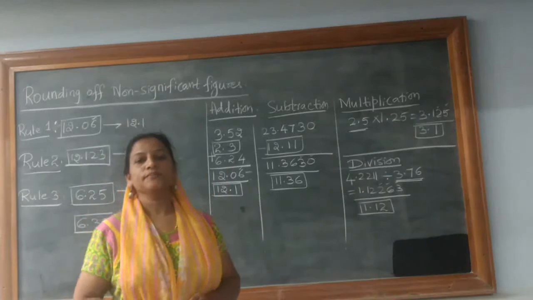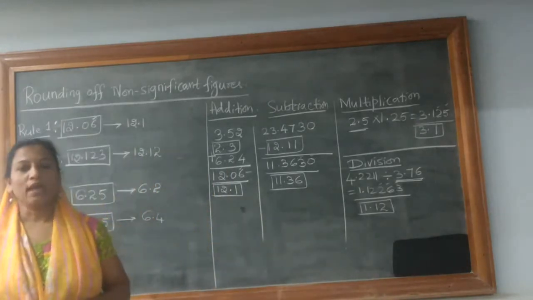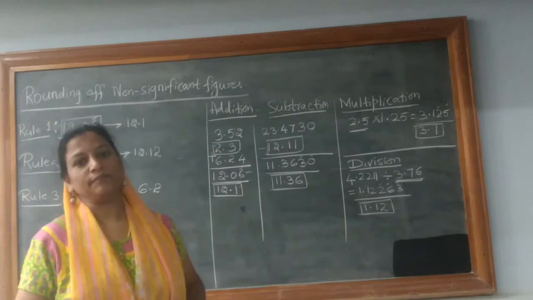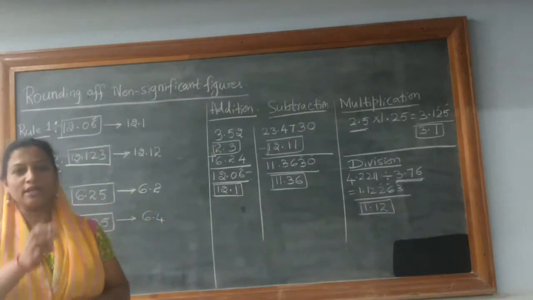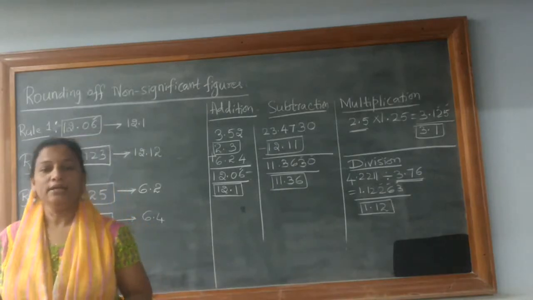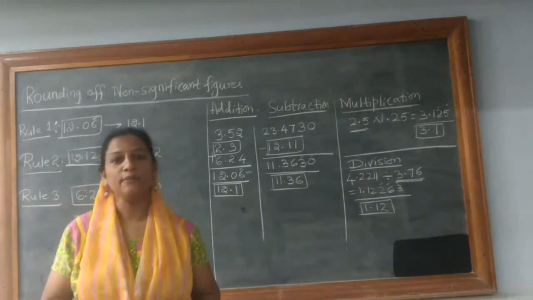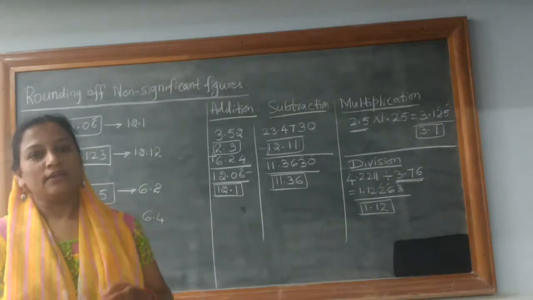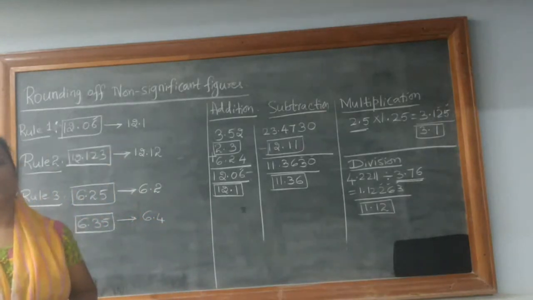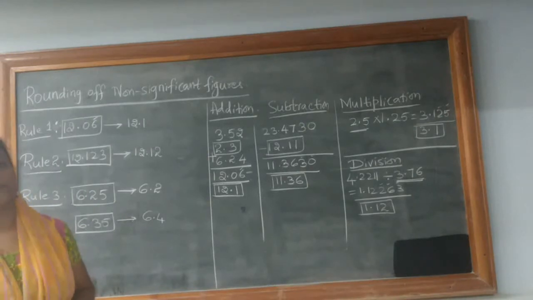Hello students, last class we discussed scientific notation and the four operations: addition, subtraction, multiplication and division using scientific notation. Now the next part is to know something about rounding of the non-significant figures.